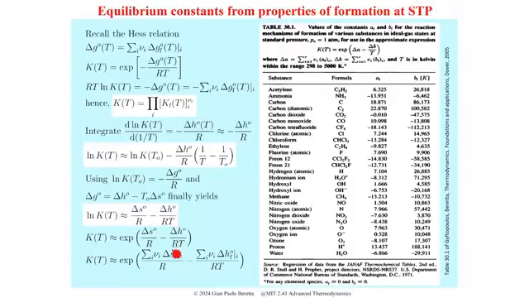So essentially, by just knowing the entropies of formation and the enthalpies of formation of your various constituents, this expression gives you the chemical equilibrium constant at any temperature.